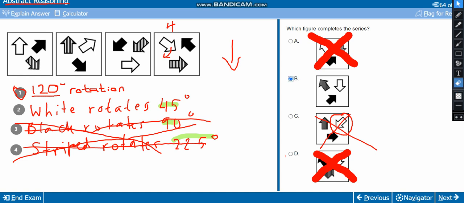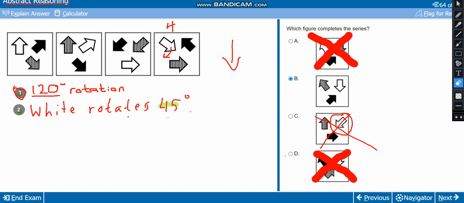And that leaves B. So I think what I tried to show is that instead of getting all the rules to this series, 1, 2, 3, and 4, all you need is probably the first 2, and that saves you a lot of time, and it also gives you the sufficient amount of information needed to answer the question correctly. So I hope that helped.